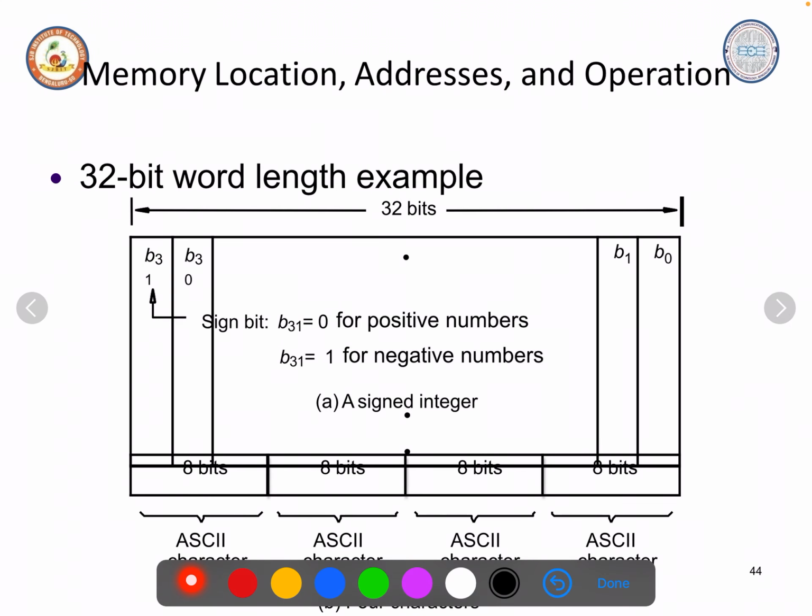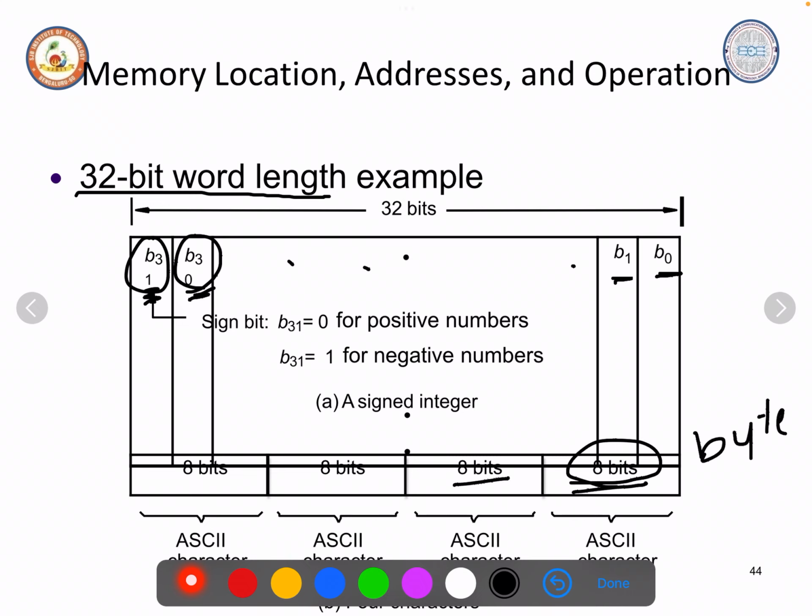Suppose we are storing data of 32-bit length. You can see the example. This is the first bit, second bit, and so on up to the 30th bit, 31st bit and 32nd bit. Each 8 bits we call 1 byte. So if I observe, I have 1, 2, 3, 4 bytes. So 4 bytes constitute 1 word.